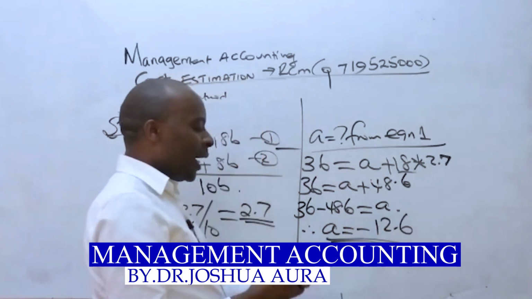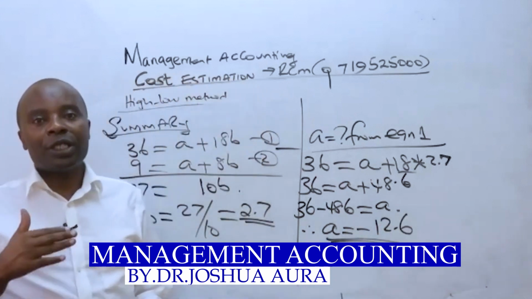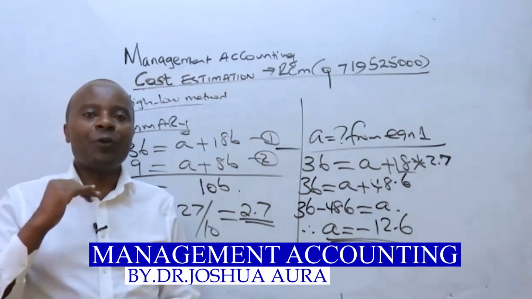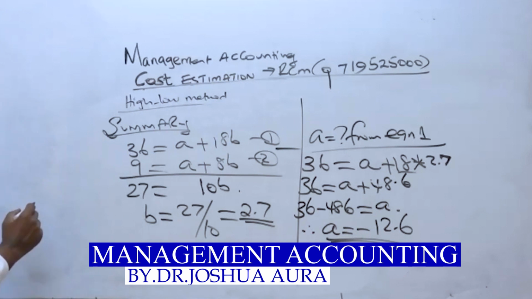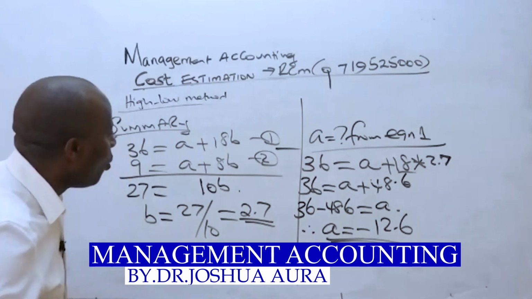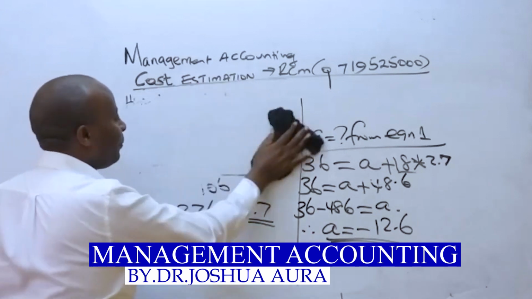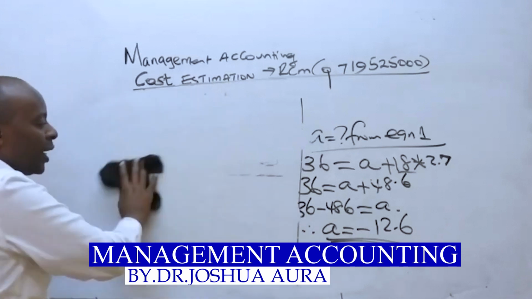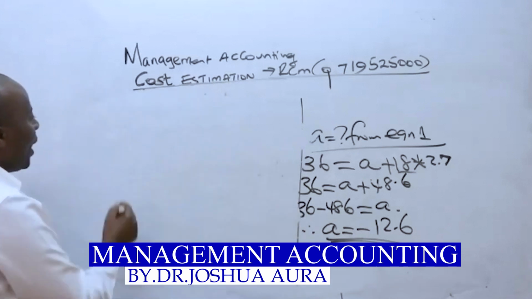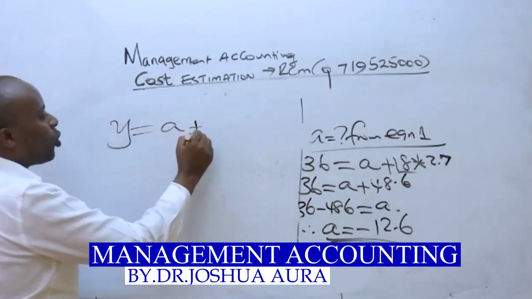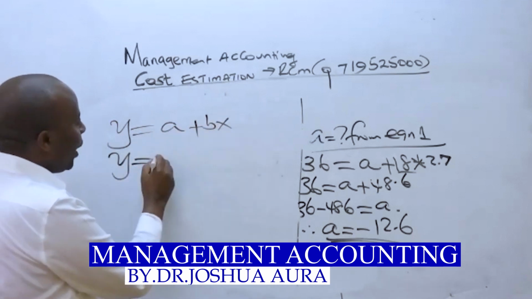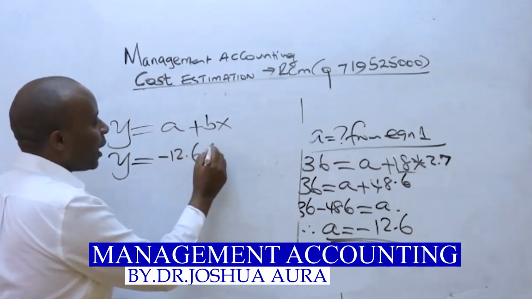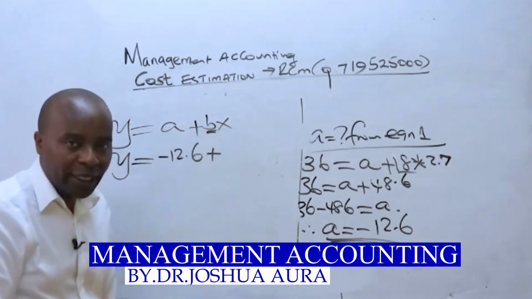Now, I happen to have the very important constituents of my high-low equation. So we know that our y here is supposed to be equal to A plus bx. So our y here will be equal to negative 12.6 plus 2.7x.